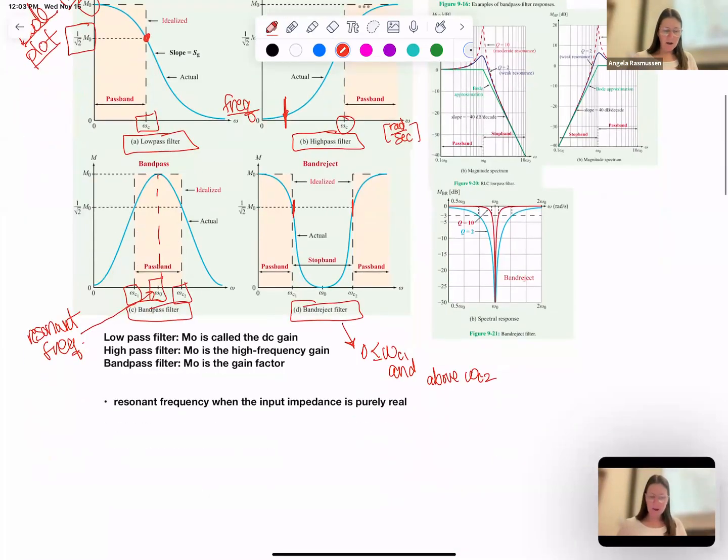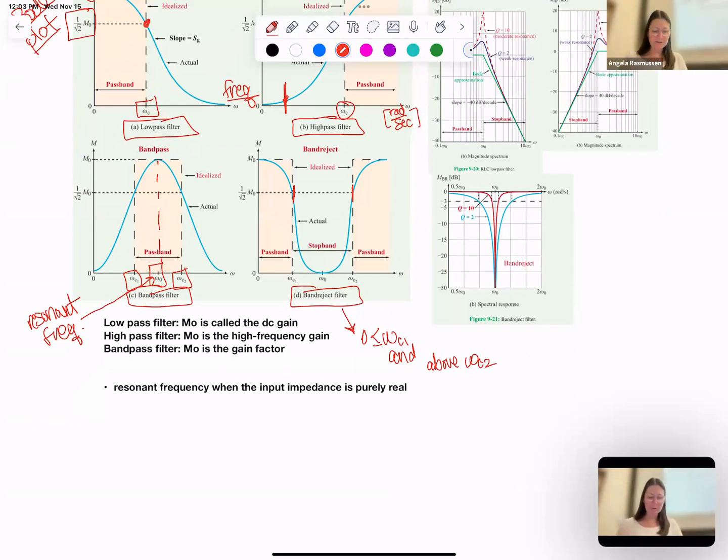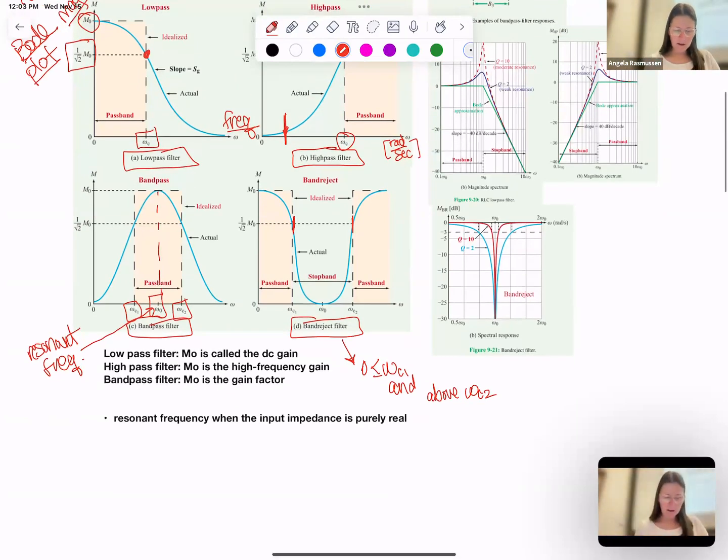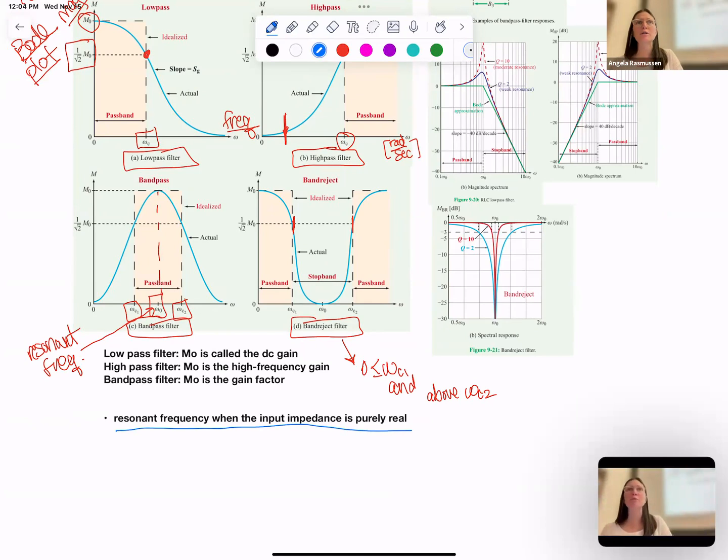Okay. The other thing about the resonant frequency that you want to note is that the resonant frequency is when your input impedance is purely a real input impedance. So that also creates that resonant frequency value.